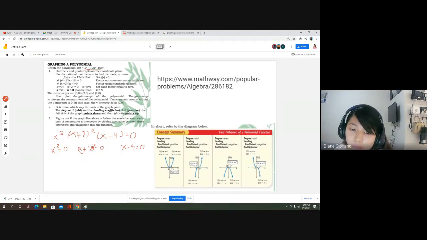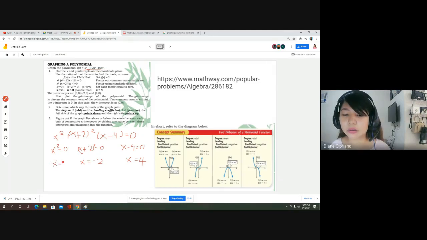So since it is a double root, parehas lang sila. Pag sinabi natin double root, naka-power of 2 yung buong term. So ibig sabihin dalawang negative 2 lang yung sagot. Pag wala itong squared na to, x is equal to negative 2. This one, x is equal to positive 4. And this one, okay, as easy as x is equal to 0. So since it is in a squared form, we can name it as a double root.